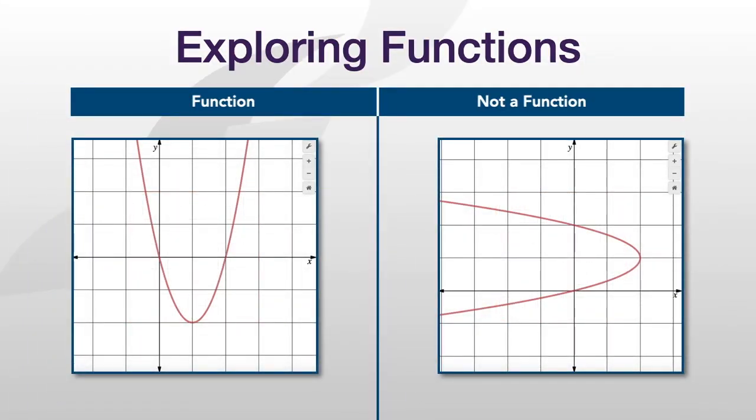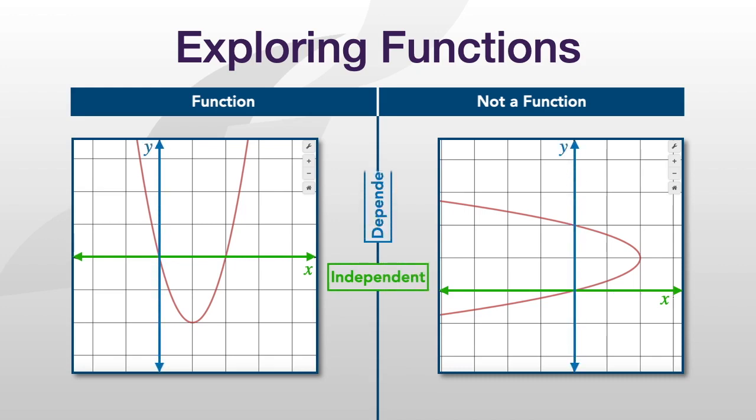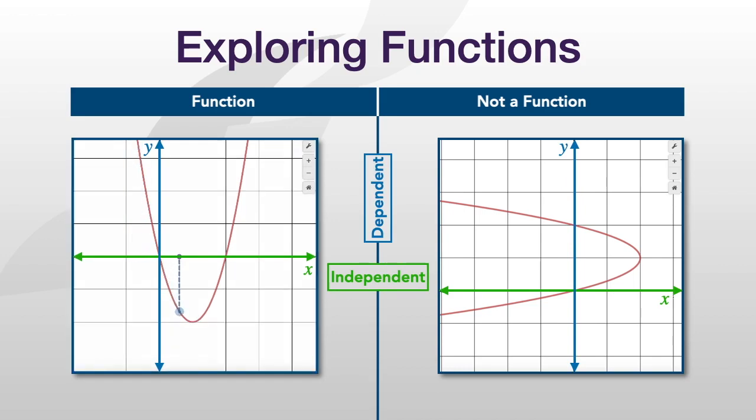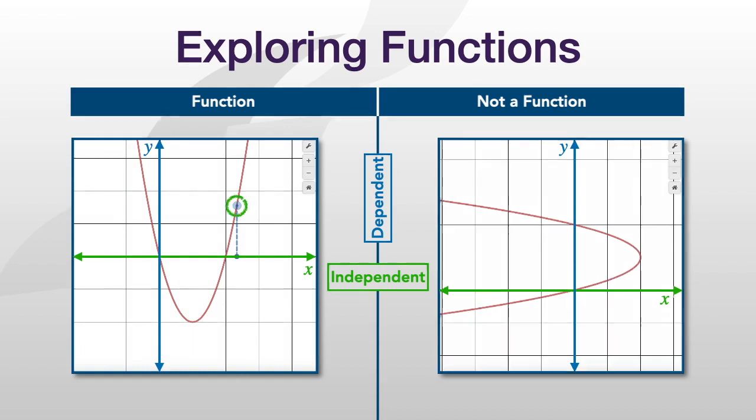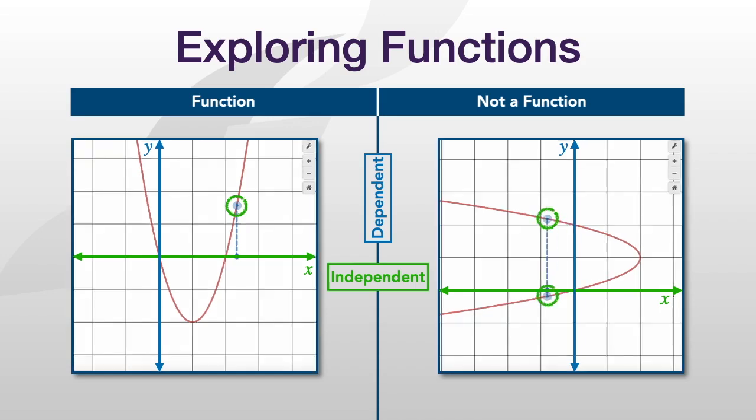Recall that for a relation, the horizontal axis typically represents the independent variable, and the vertical axis typically represents the dependent variable. Look at the graph of the function on the left and notice the points corresponding to the independent variable. For each value of the independent variable, there is only one value of the dependent variable. Now look at the graph of the non-function on the right. Notice that for some values of the independent variable, there is more than one value of the dependent variable.